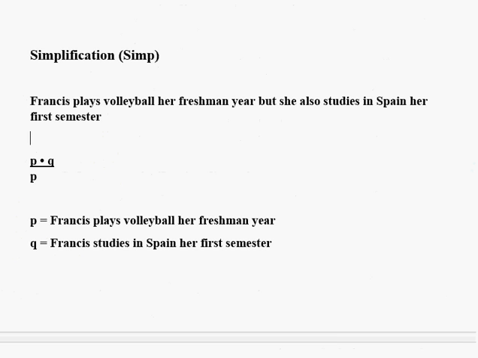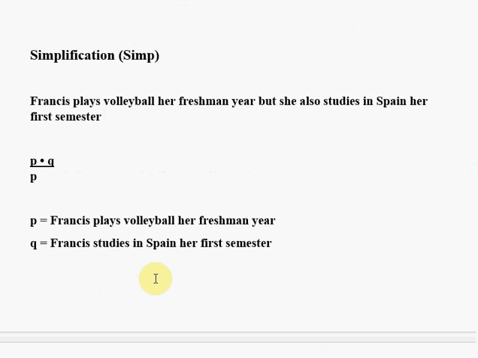Okay, so notice that the word "but" is really a way to conjoin these two, right? I could have also written, Frances plays volleyball her freshman year, and she also studies in Spain her first semester. Remember that in regular language, different words can be used for conjunction, so keep that in mind. Well, if we symbolize this, we let P represent Frances plays volleyball her freshman year. We let Q represent Frances studies in Spain her first semester.